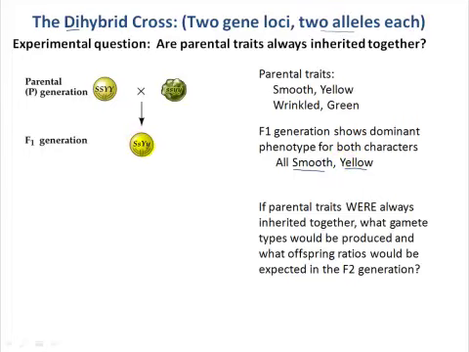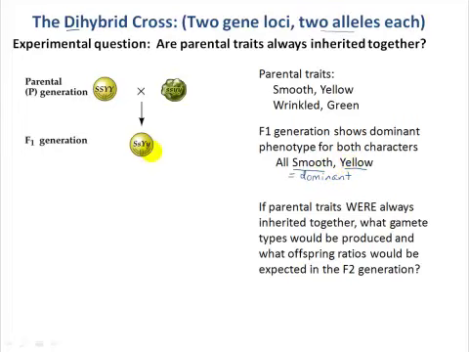Because the hybrids, which contain one allele of each type for each gene, right? So a smooth allele, a wrinkled allele, a yellow allele, and a green allele. And what we see is smooth and yellow. This tells us that smooth and yellow are dominant over wrinkled and green. So wrinkled and green are the recessive traits, smooth and yellow are the dominant traits.